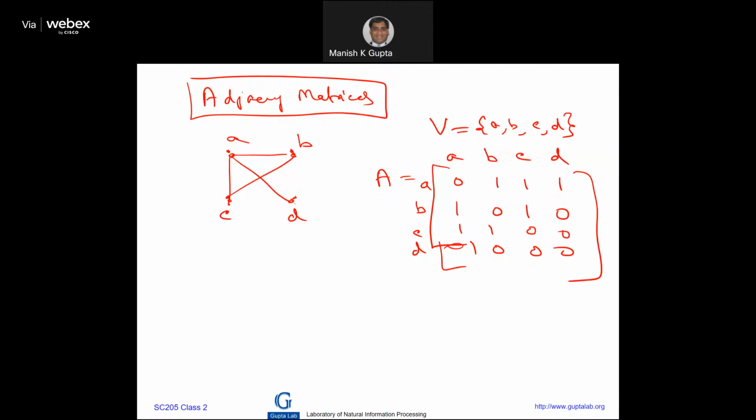Similarly, somebody can give you a matrix and ask you to construct the graph. You can do that, right? Just write down the column numbers as vertices and whatever row number, and then you just draw it, right? Something very easy.